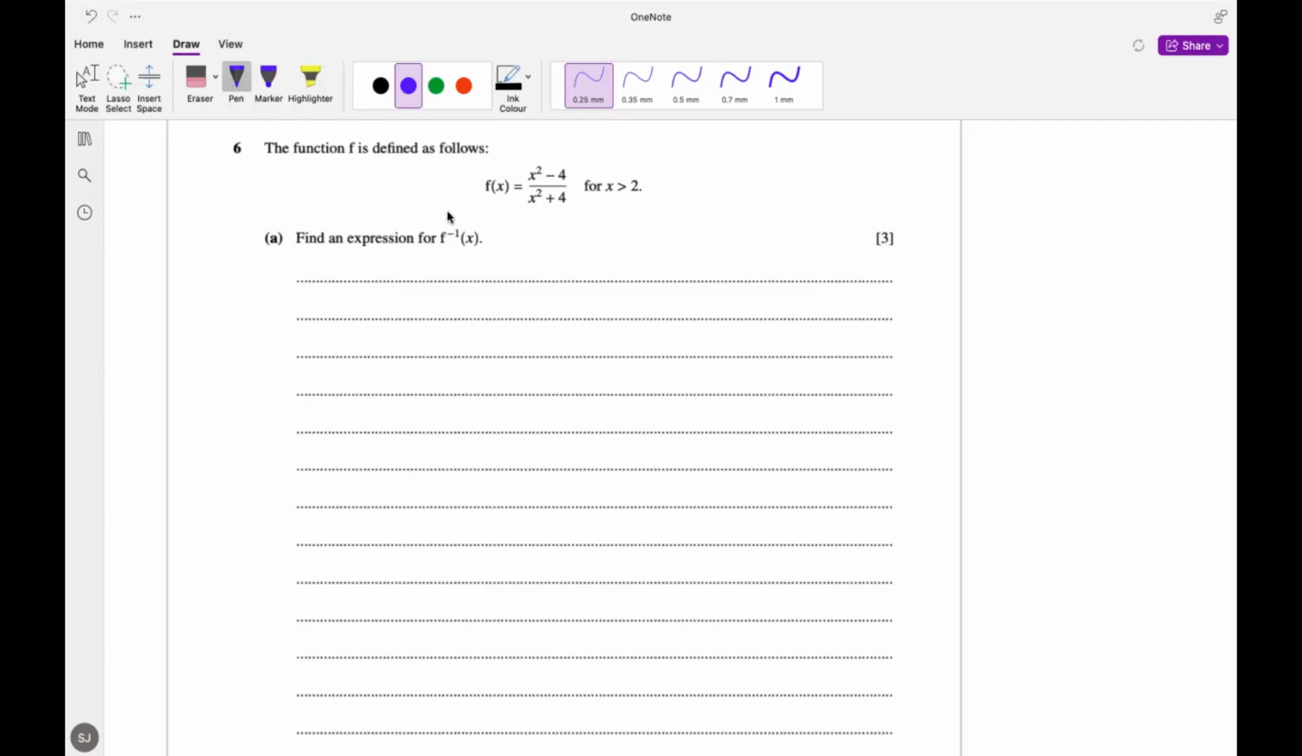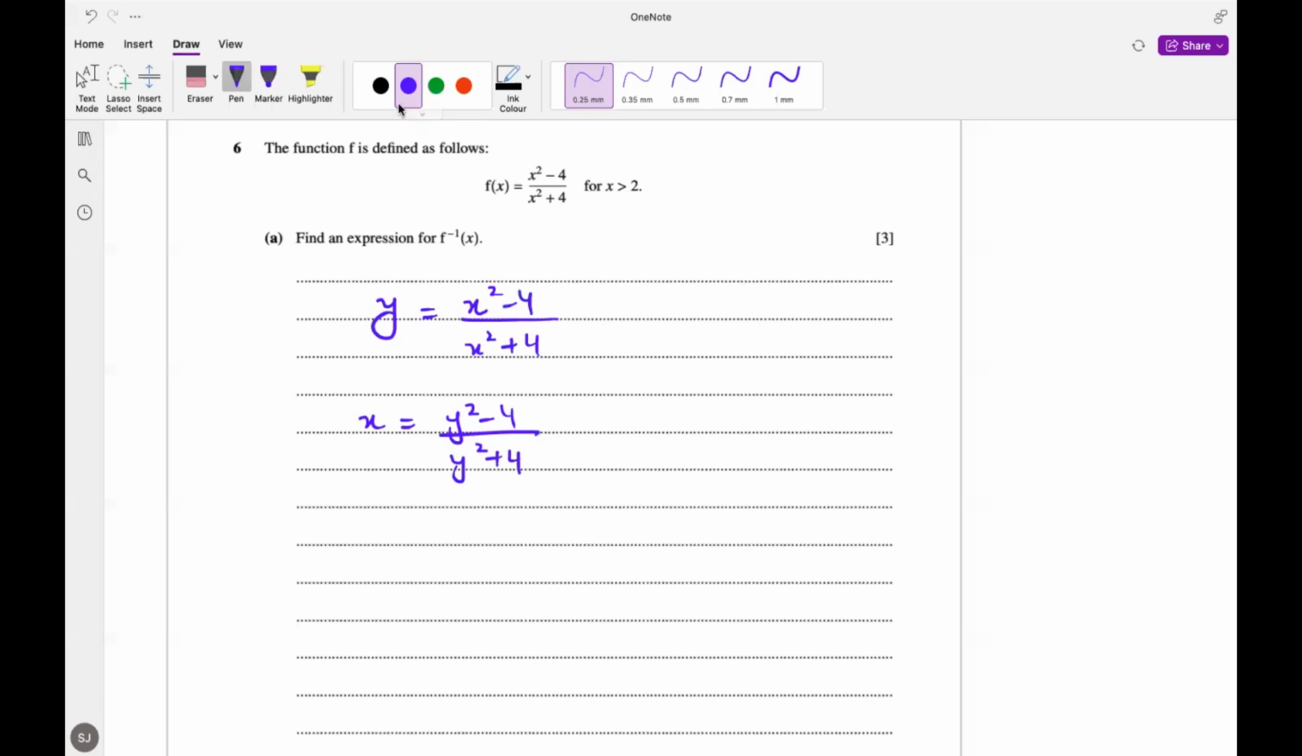In question 6, the function f is defined as f of x equals x squared minus 4 upon x squared plus 4, for x greater than 2. We have to find an expression for f inverse. So to find f inverse, we first write y in place of f of x. In the next step, we'll exchange the values of x with y and y with x. So this will be written as x equals y squared minus 4 upon y squared plus 4.